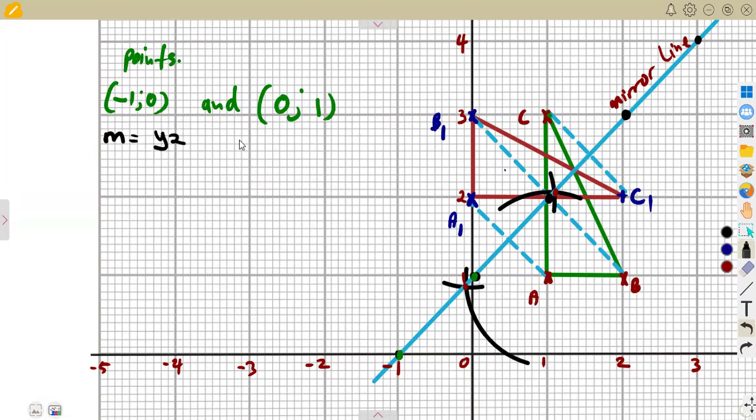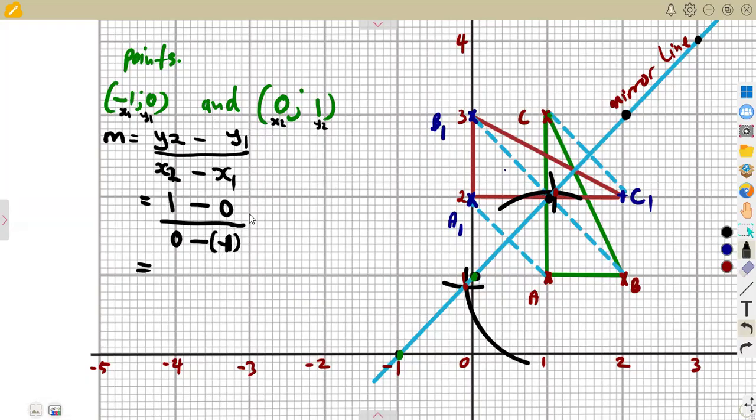Remember, I said the gradient, which is m, is the change in y over the change in x, y2 minus y1 over x2 minus x1. So that's our x1, y1 here, x2, y2. That's y2, which is 1, minus y1, that's 0, over x2, that's 0, minus our x1, which is -1. So at the end, that will be 1 minus 0, which is 1, over 0 minus -1, which is 1, and 1 over 1 is 1. As you can see, it's the same answer that we obtained by movement.